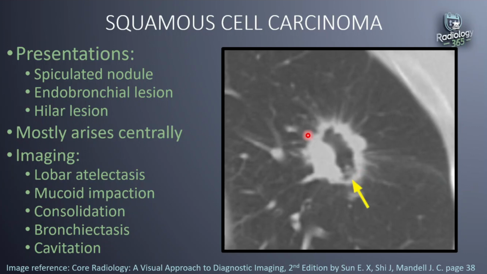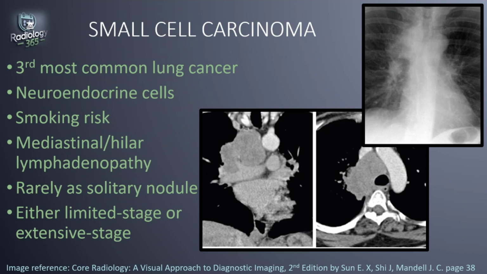Now, in this axial CT, we show the classic spiculated cavitary lesion, which was shown at pathology to be squamous cell carcinoma. Now, small cell carcinoma is the third most common lung cancer cell type after adenocarcinoma. So you have adenocarcinoma, then you have squamous cell carcinoma, and then small cell carcinoma. Neoplastic cells are of neuroendocrine origin when it comes to small cell carcinoma, and they are associated with various paraneoplastic syndromes. Small cell carcinoma is strongly associated with smoking.